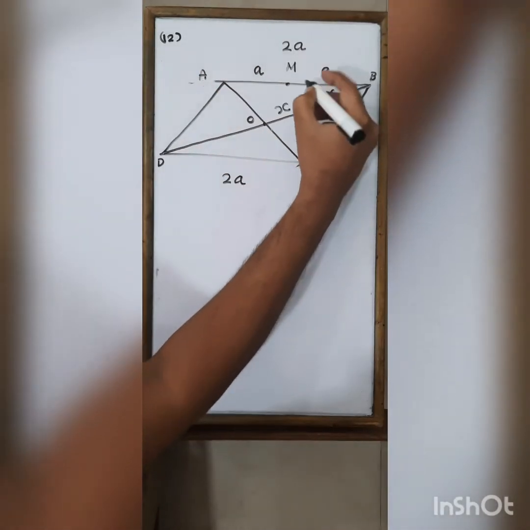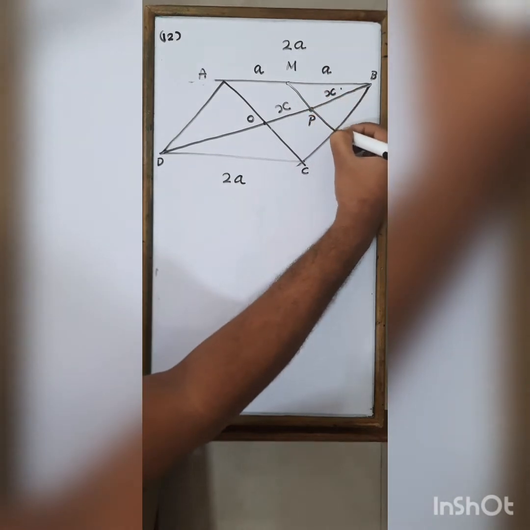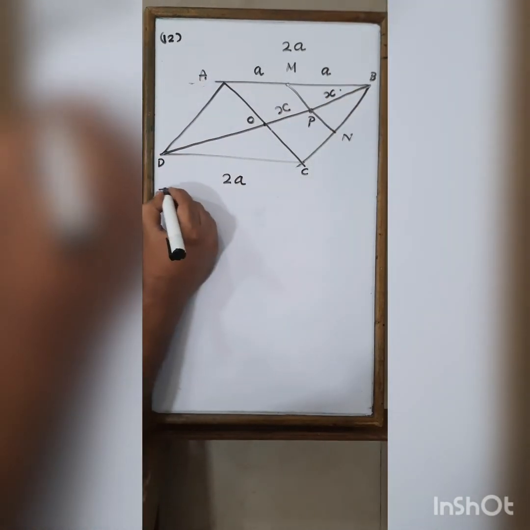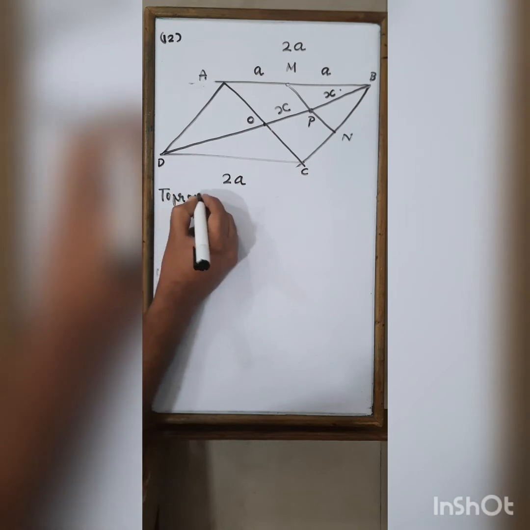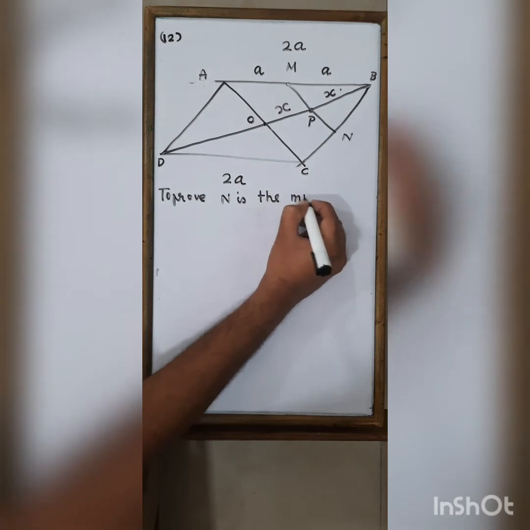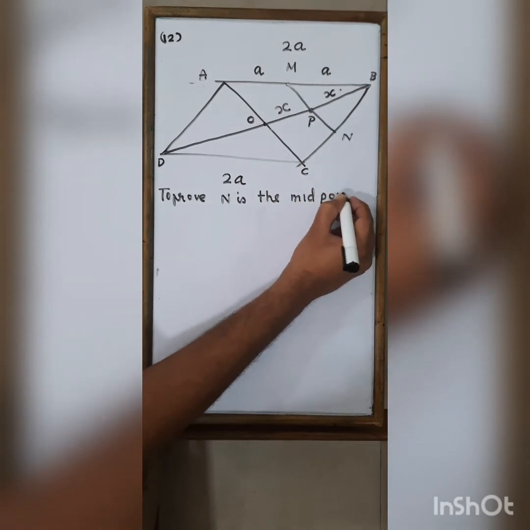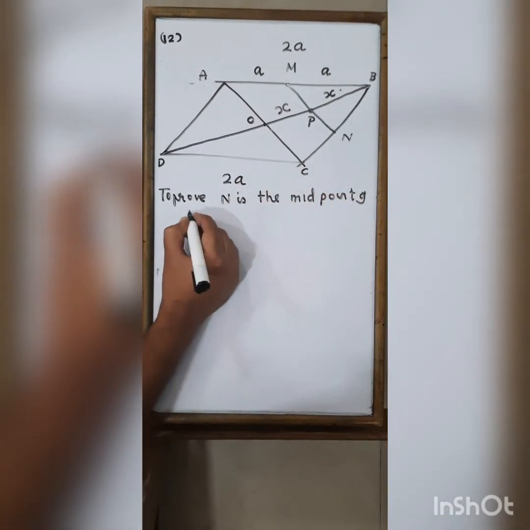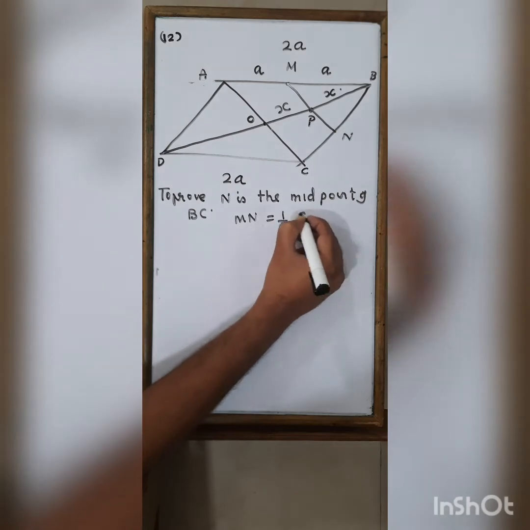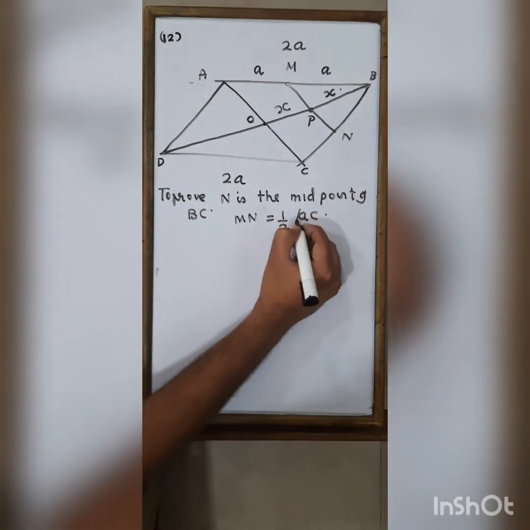Now I will join MP and take it up till N. What I have to prove is, I have to prove that N is the midpoint of BC and MN is equal to half of AC. Okay, half of AC.